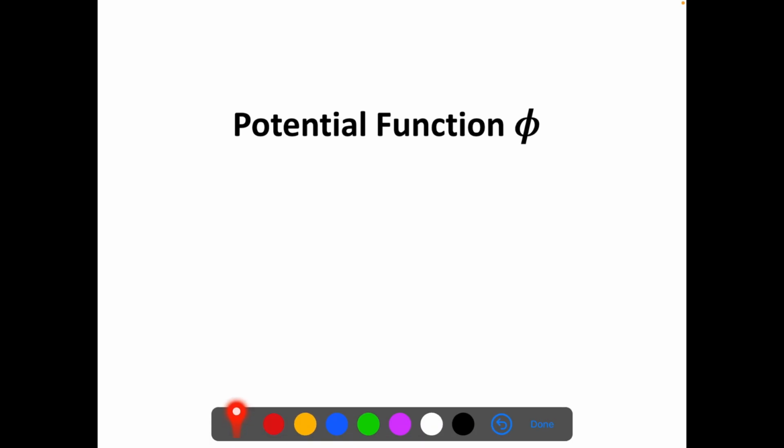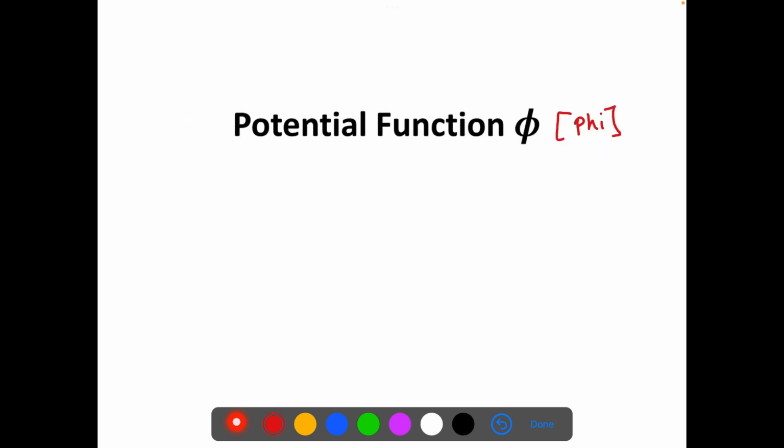Okay, now we go into the potential function, and the symbol is phi, P-H-I. So what is the potential function? The potential function is useful for potential flow.